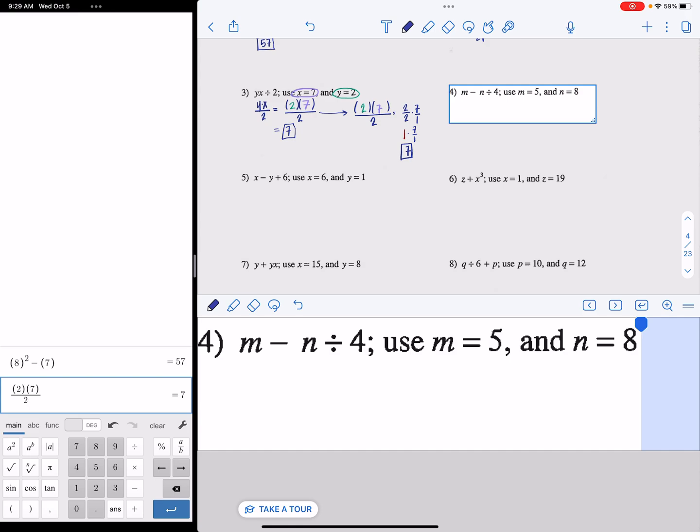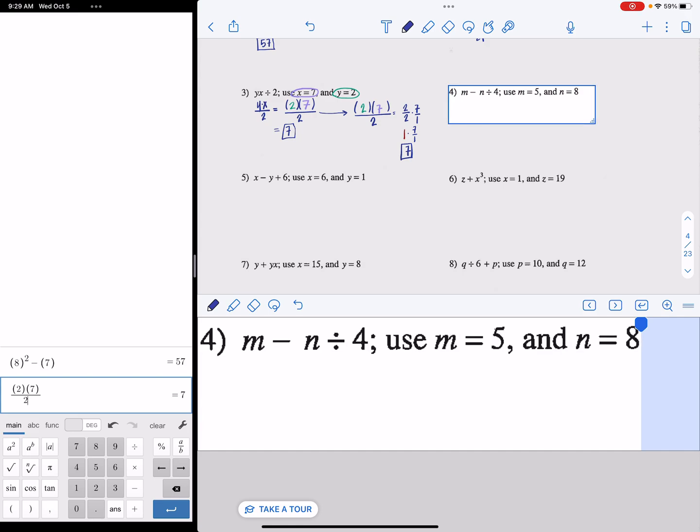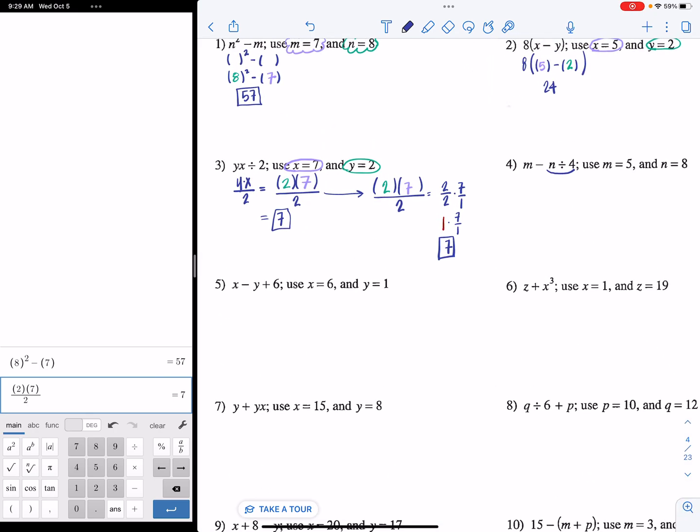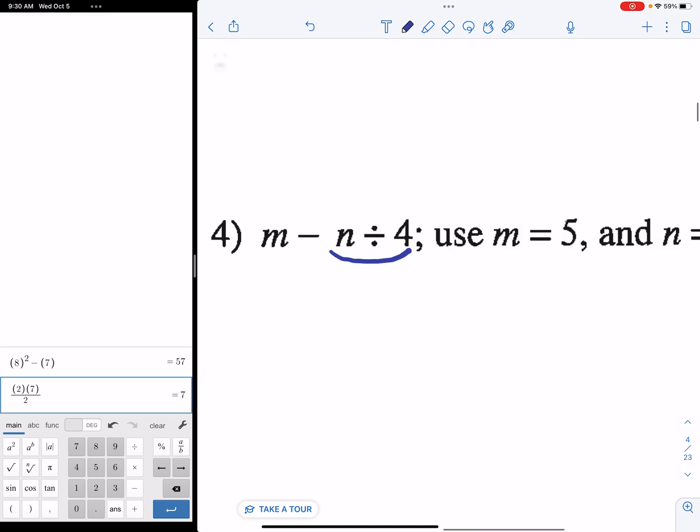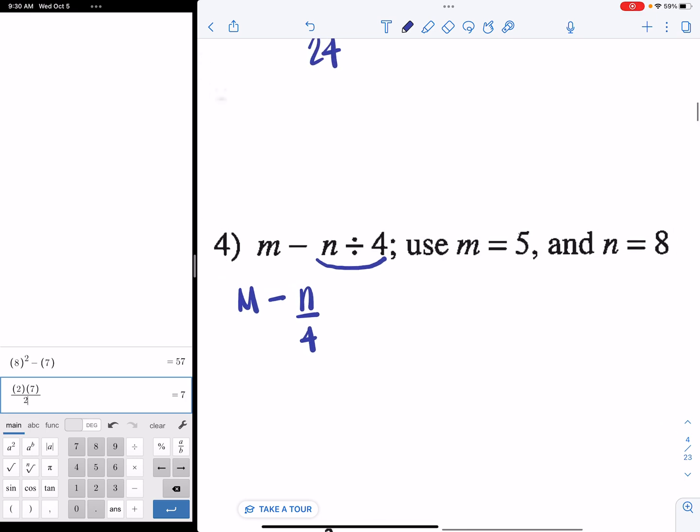Four is a little bit different. I want you to notice that the division only applies to the n. Over on number 3, division applied to both of them because we didn't have an add or subtract between the w and the y and the x. On 4, however, if I were going to rewrite this in a way that you guys are a little more familiar with, this would end up being m minus n divided by 4. So make very certain when you're plugging in that you plug it in correctly.